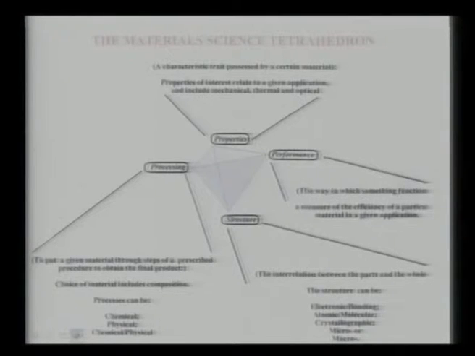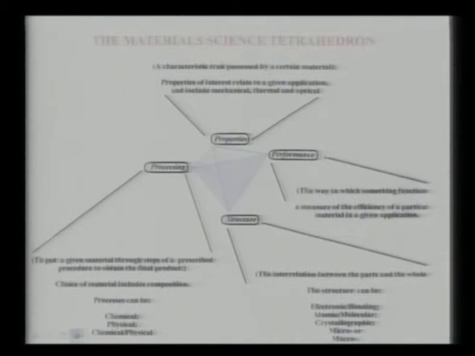Now, this is the famous tetrahedron of material science. It also appears in one of the prestigious journals of material science, like Acta Materialia. And here at the four corners of the tetrahedron, there are processing, structure, property as well as performance.